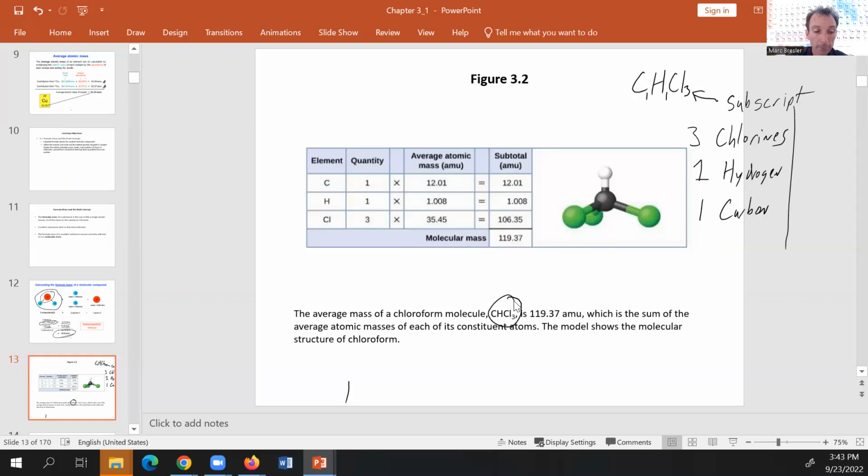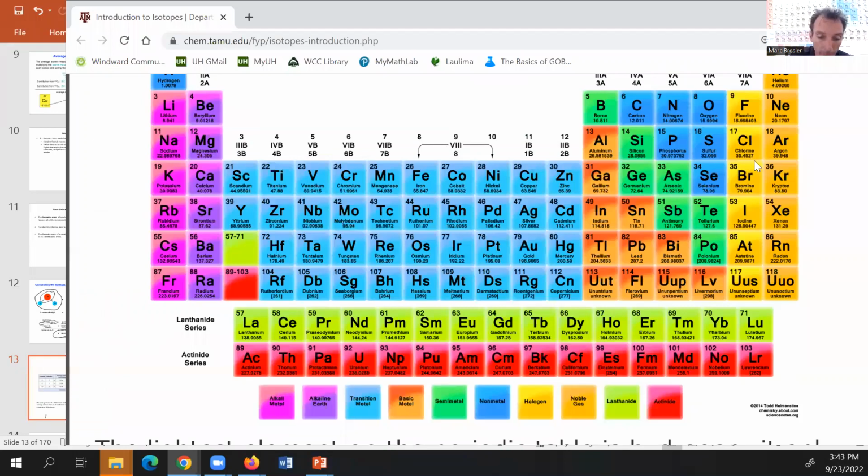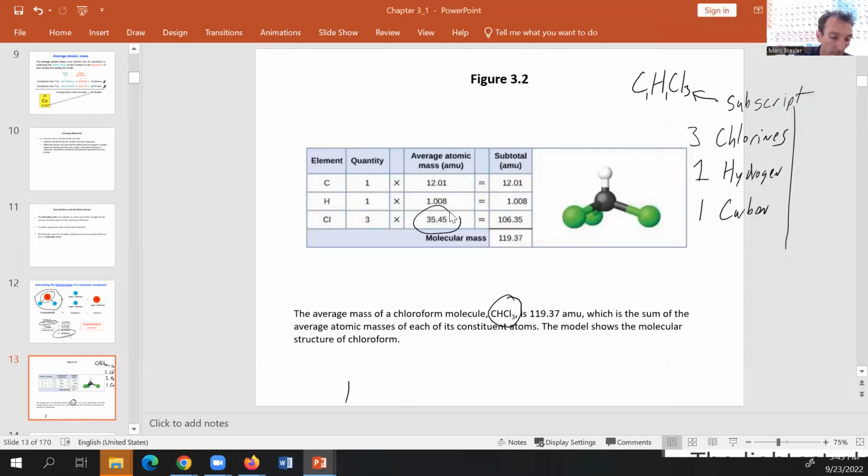So that chlorine, you can go look on the periodic table. Chlorine's 35.5 approximately, if you round that. Or 35.45 for this example. So times 35.45. Hydrogen's about 1.008. And the carbon's about 12.01. So now we want to do the math for this calculation.